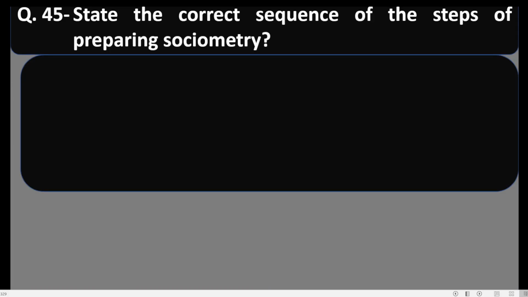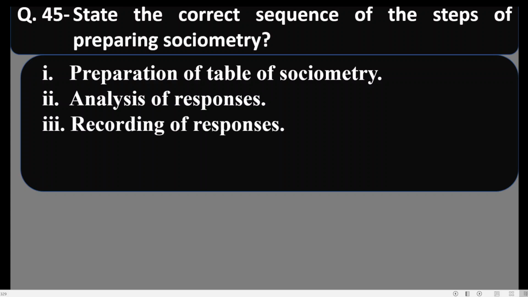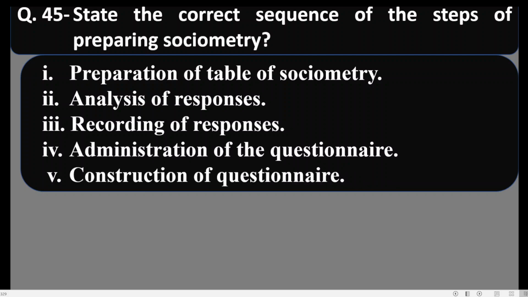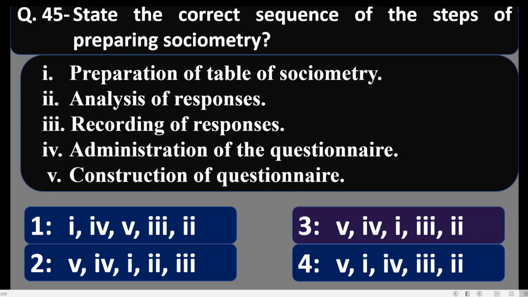State the correct sequence of the steps of preparing sociometry. The steps are given here: preparation of table of sociometry, analysis of response, recording of responses, administration of the questionnaire, construction of questionnaire. For preparing sociometry, we have to arrange these steps. So, on the basis of these steps, first of all, construction of questionnaire, then administration of the questionnaire will come, then preparation of table of sociometry, then recording of responses, then at last analysis of responses. Let us see the options. Out of these, option number 3 is correct. 5, 4, 1, 3 and 2.